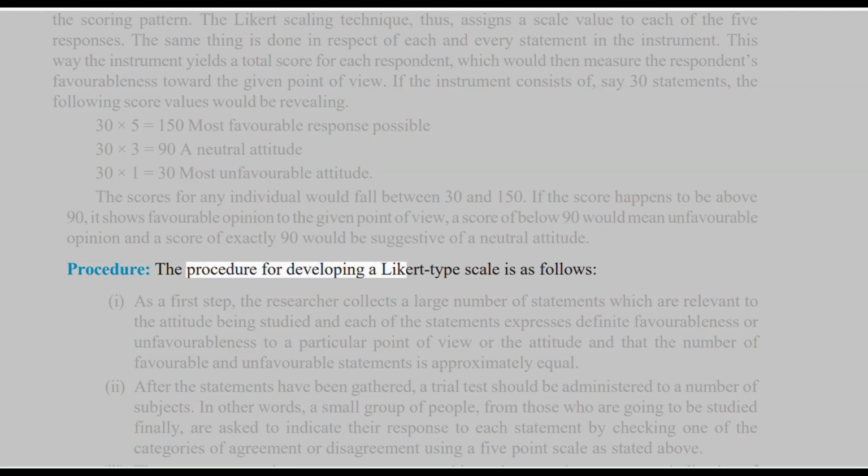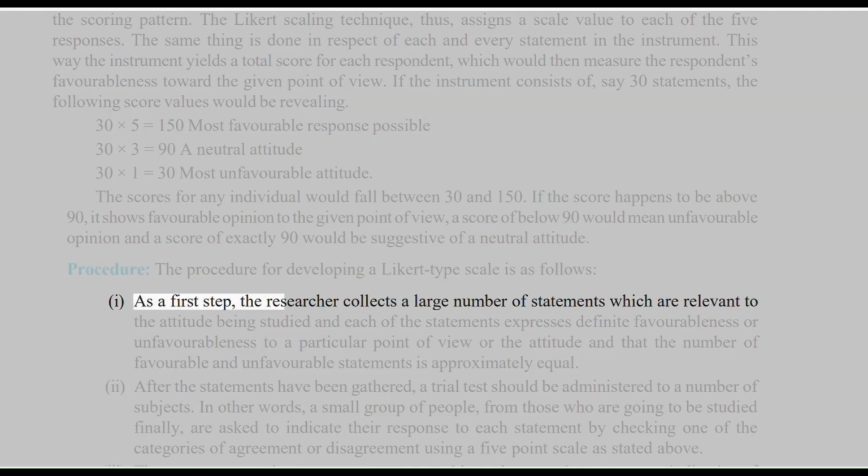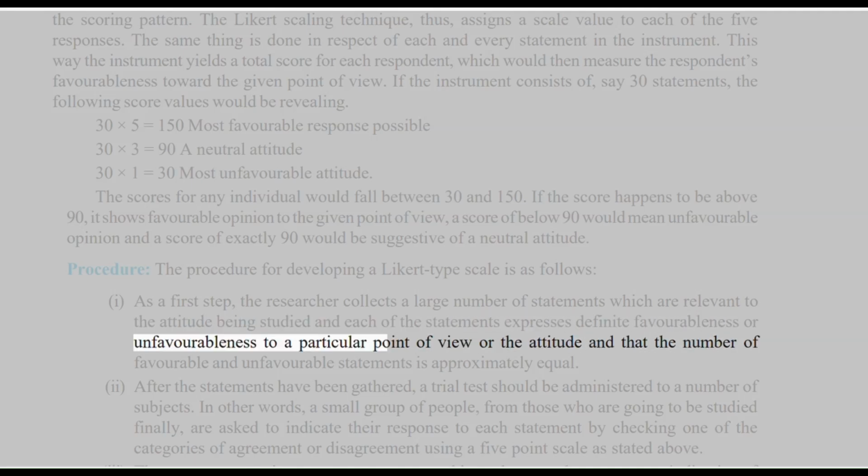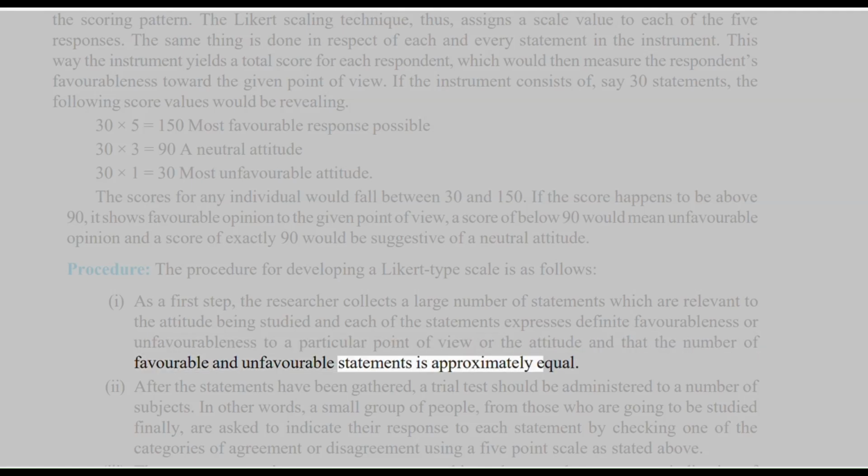Procedure. The procedure for developing a Likert type scale is as follows. 1. As a first step, the researcher collects a large number of statements which are relevant to the attitude being studied, and each of the statements expresses definite favorableness or unfavorableness to a particular point of view or the attitude, and the number of favorable and unfavorable statements is approximately equal.